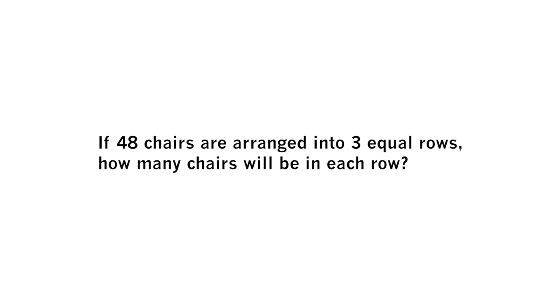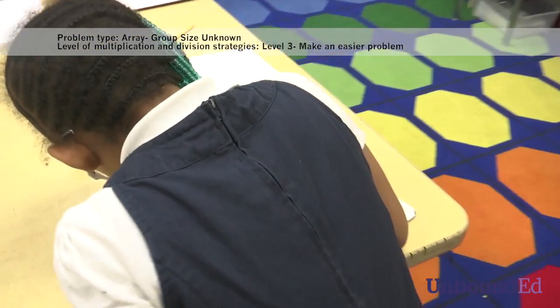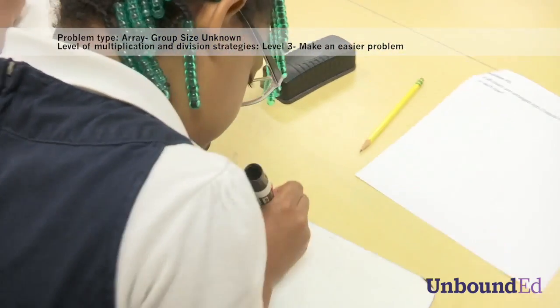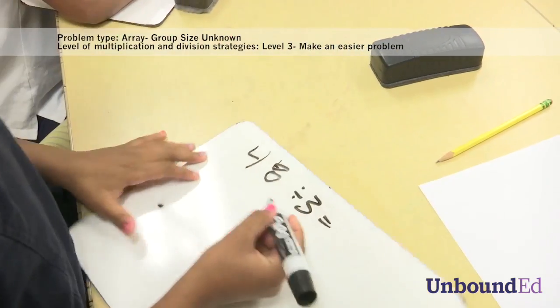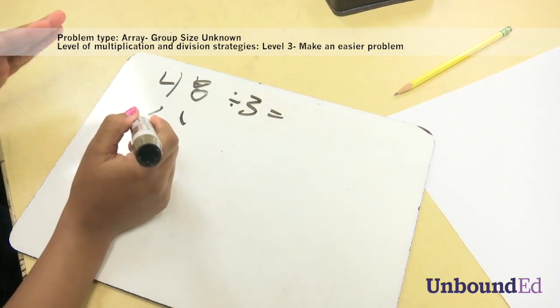So if 48 chairs are arranged into 3 equal rows, how many chairs will be in each row? So 48 divided by 3 equals. So I'm going to decompose 48 because 48 is too big for me. And what is it?